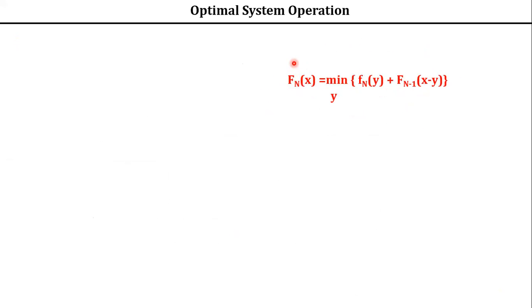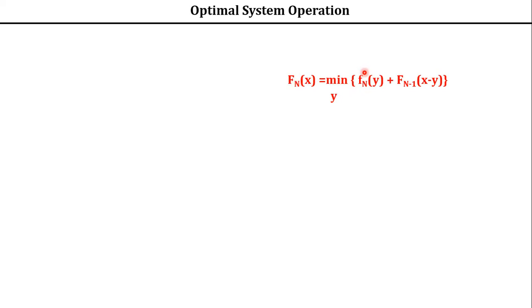So how are you going to define F_n(x)? It is the minimum cost in rupees per hour for generating x megawatt by n units. I am using the word units, plural, by n units. See the difference. And what is this small f_n(y)?